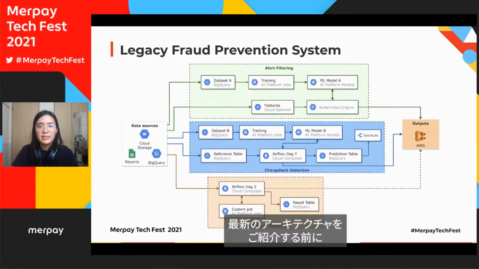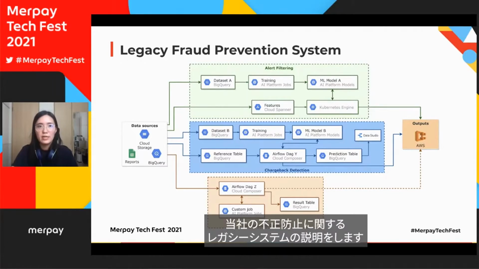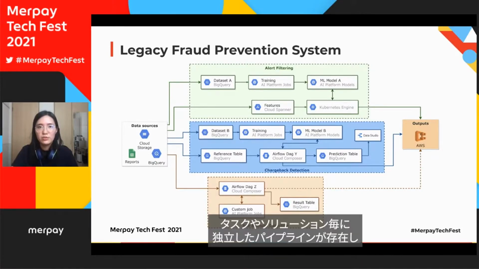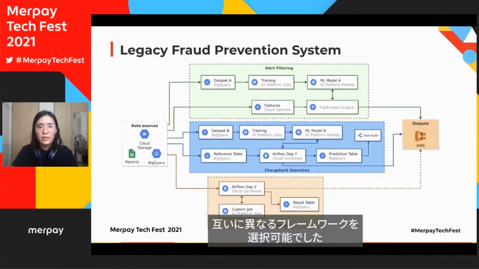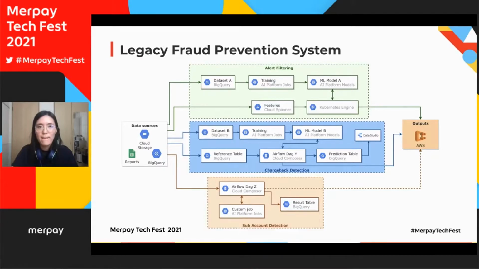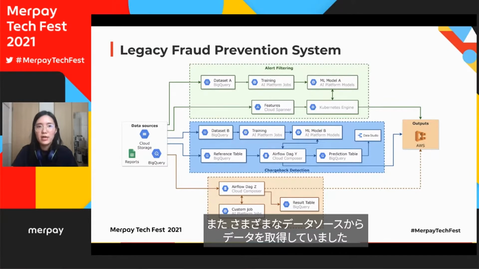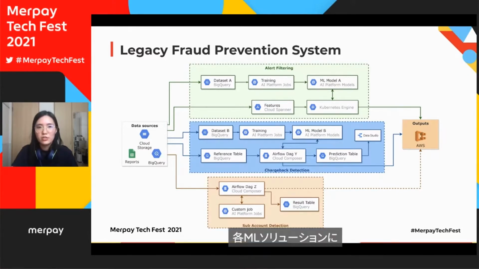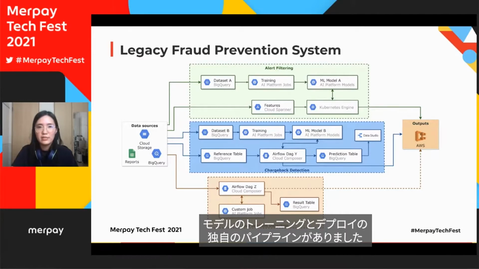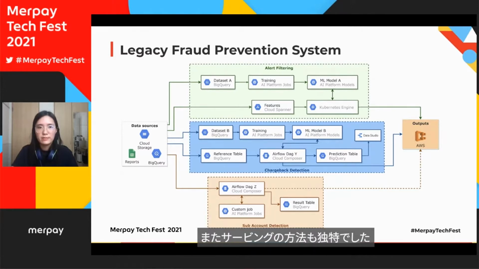Before introducing the latest architecture, I'd like to introduce our legacy fraud prevention system first. For each task or solution, we created an independent pipeline on a unique platform and also chose its own framework, which could all be different from each other. They fetch the data from all different kinds of data sources, such as GCS, BigQuery, and spreadsheet reports. For each machine learning solution, it has its own pipeline to train and deploy the machine learning models. It also has a unique way of serving.